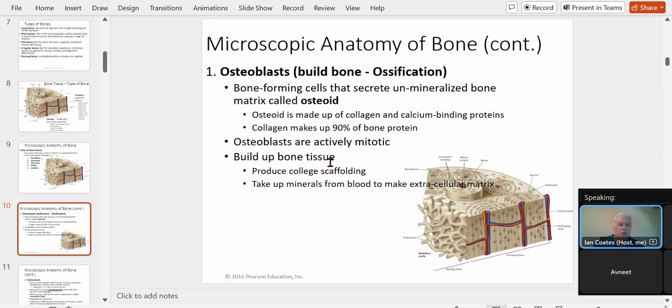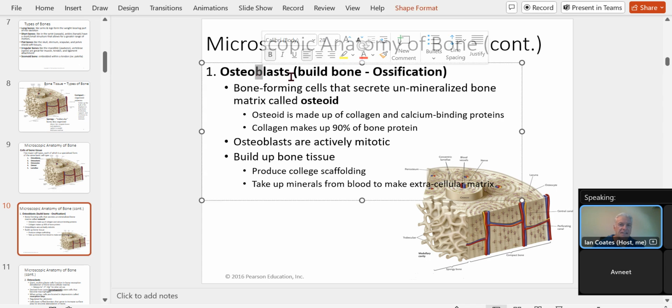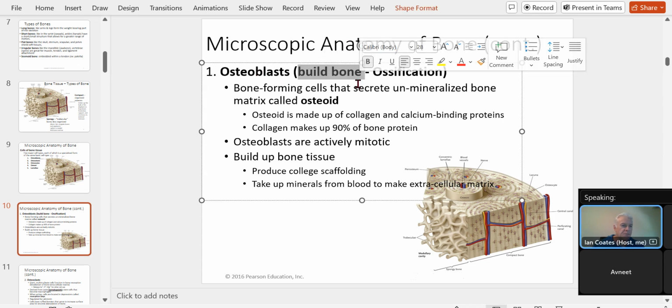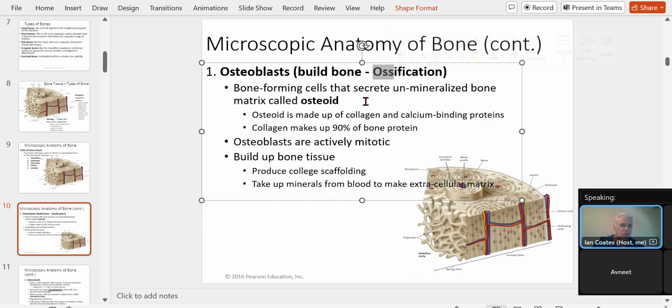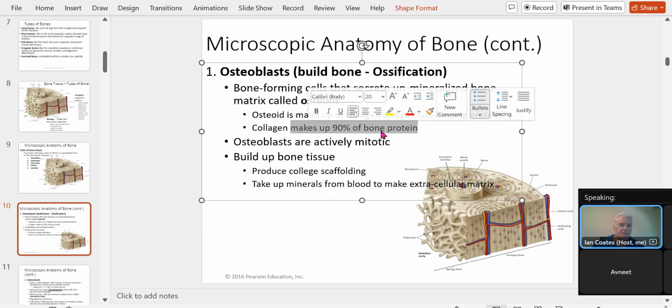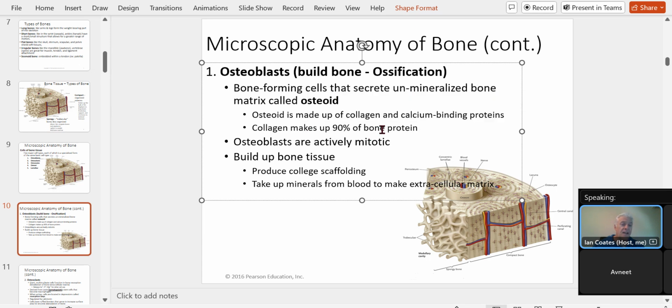So let's have a look. Osteoblasts with a B build bone, and this process is called ossification. When you're talking os, that means bone. Osteoblasts are bone-forming cells that secrete an unmineralized bone matrix called osteoid. Osteoid is made up of collagen and calcium-binding proteins. Collagen makes up about 90% of bone protein. Funny enough, eh? That's what I mean. There's a bit of squishiness to bone. Yes, bones are hard, but they can handle a little bit of torque.